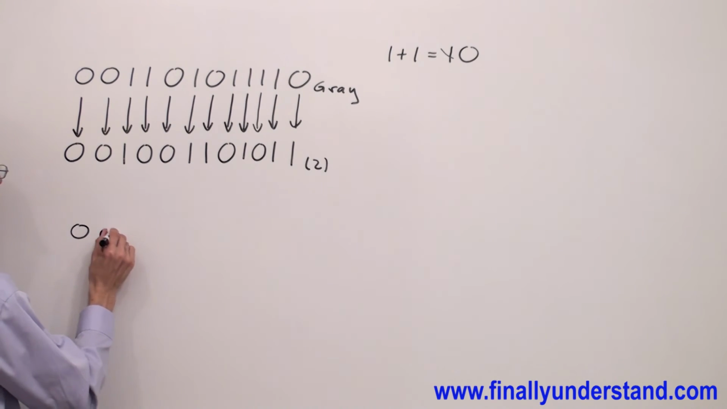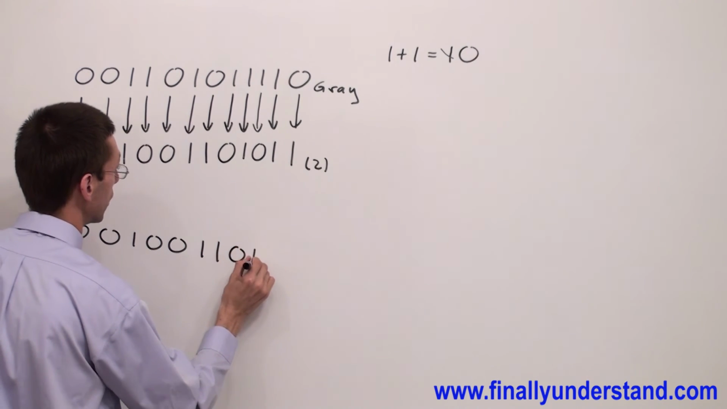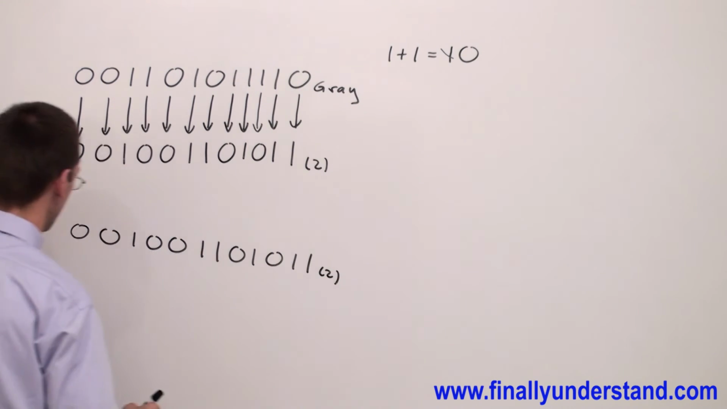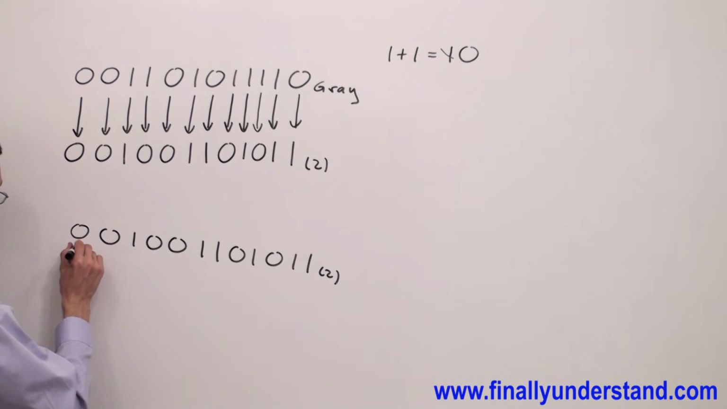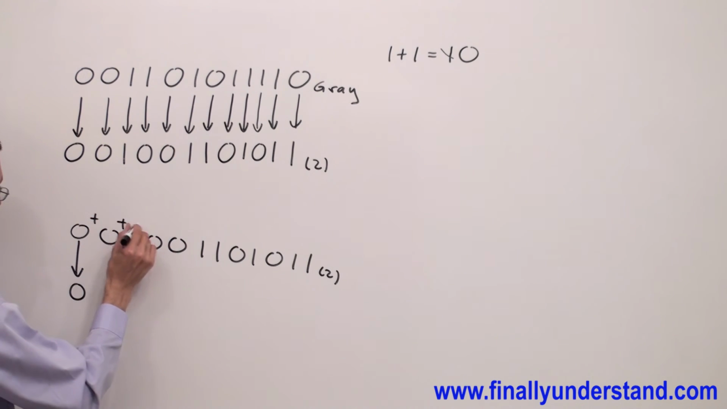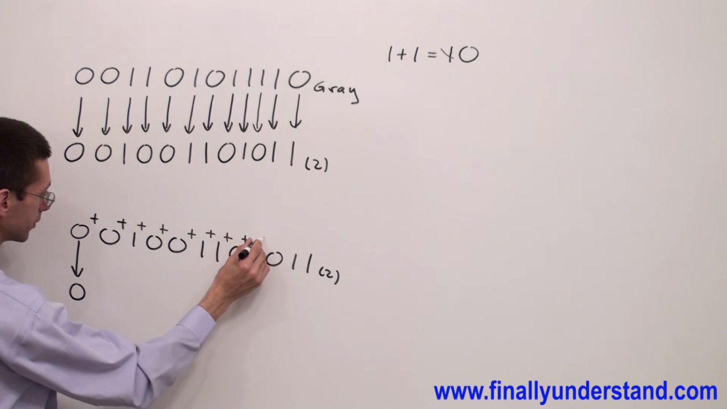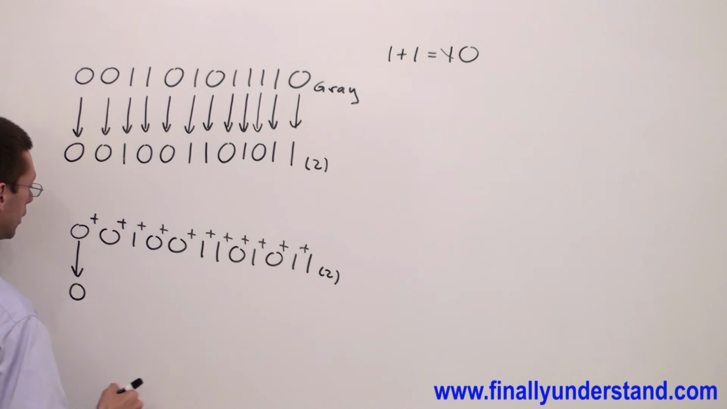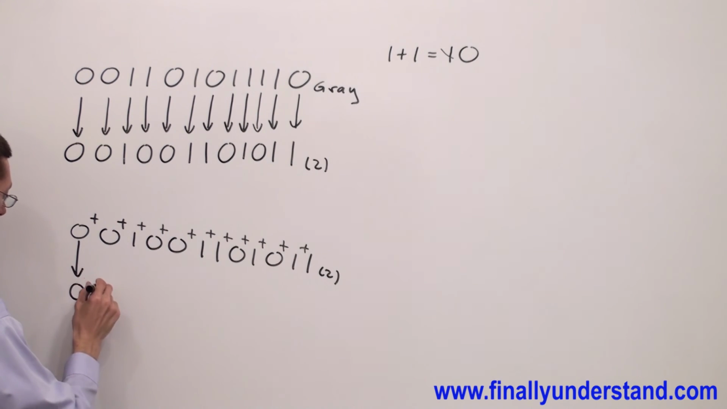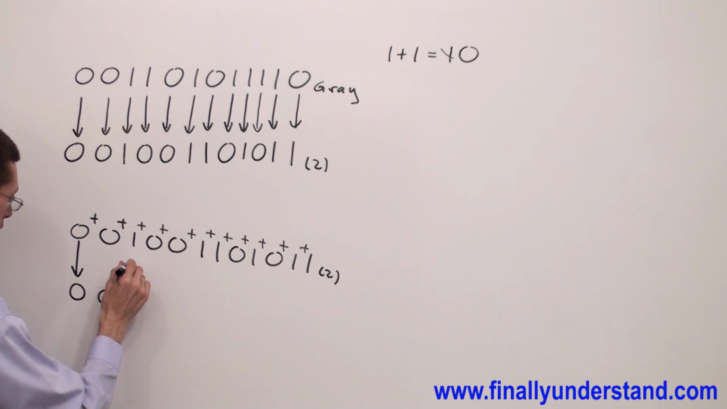We have 0, 0, 1, 0, 0, and I have 1, 1, 0, 1, 0, 1, 1. This is base 2. And if you want to convert this to gray, you're supposed to copy down the first bit, which is 0, and simply perform the addition like this. Now 0 plus 0 gives me 0. 0 plus 1 gives me 1.